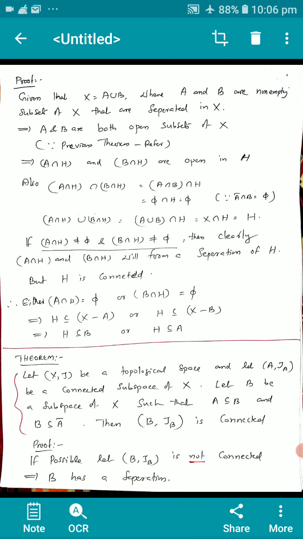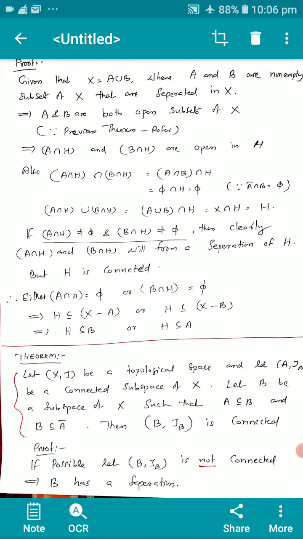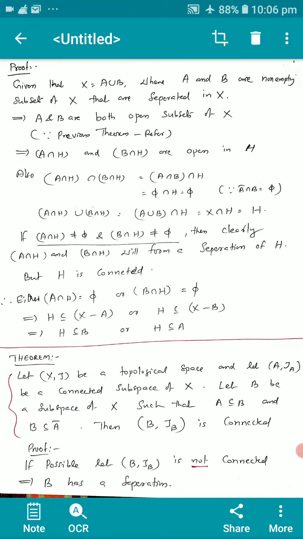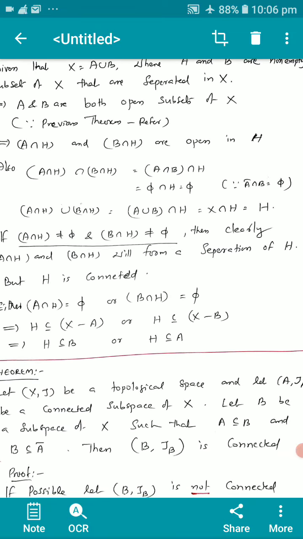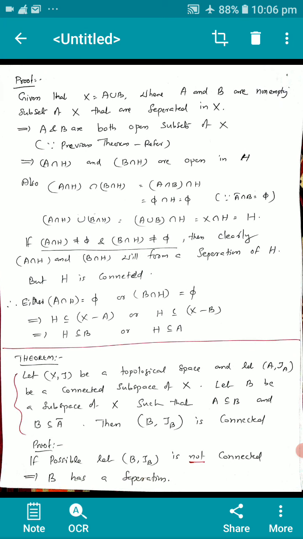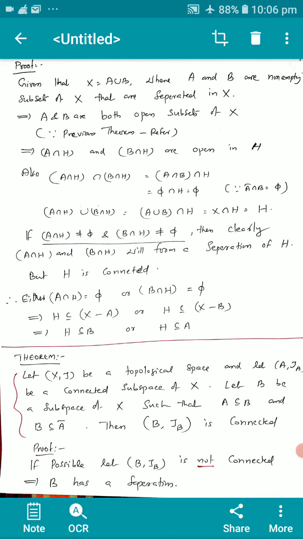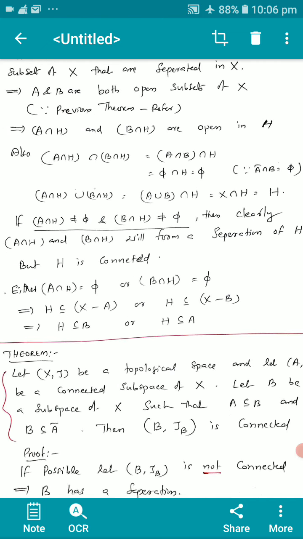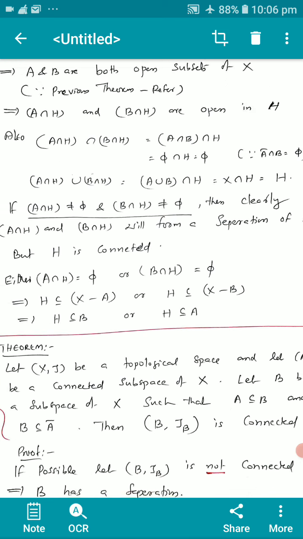Moreover, the union (A intersection H) union (B intersection H) equals (A union B) intersection H. A union B is X, so X intersection H is H. So, if A intersection H is not equal to phi and B intersection H is not equal to phi, then clearly A intersection H and B intersection H will form a separation of H. But what is given already? The statement: H is connected. So this way we cannot argue that A intersection H is not equal to phi and B intersection H is not equal to phi. So A intersection H must be equal to phi, or B intersection H equal to phi.